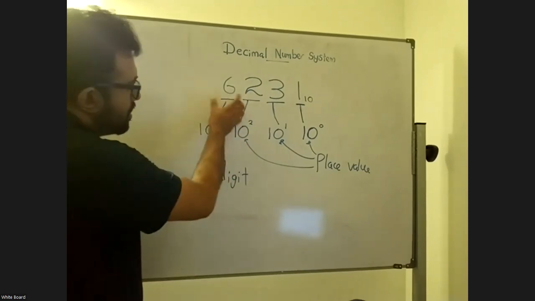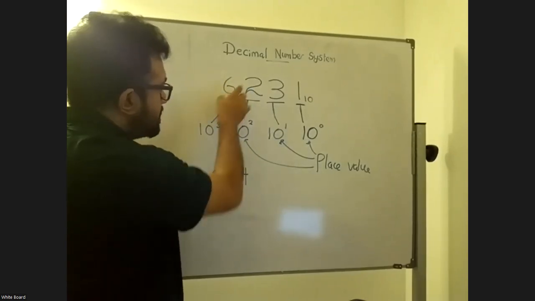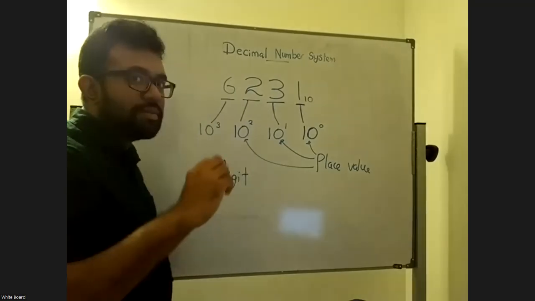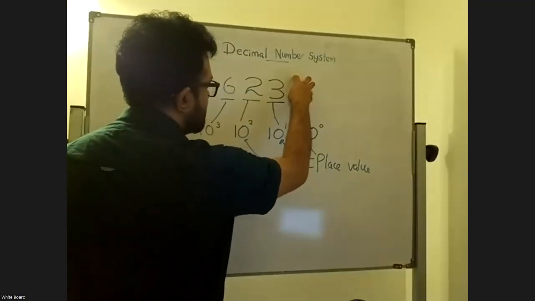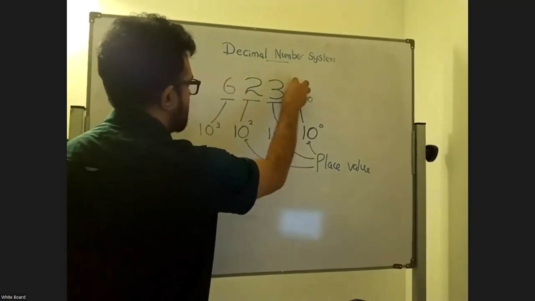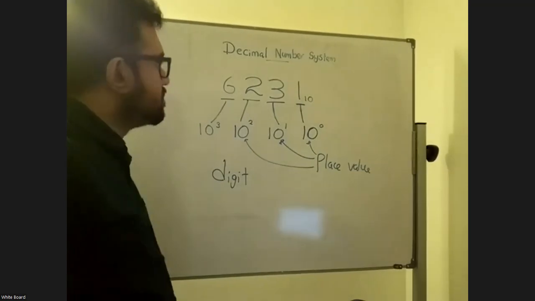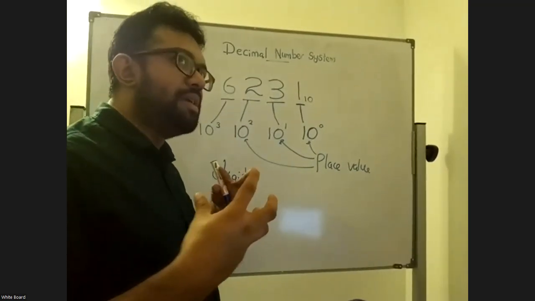We normally call the value at the leftmost side, this particular value, the most significant value. This one is called the least significant value. Most significant, least significant. Why do you call it like that? Right, now we'll discuss significantly, which is having a big impact.